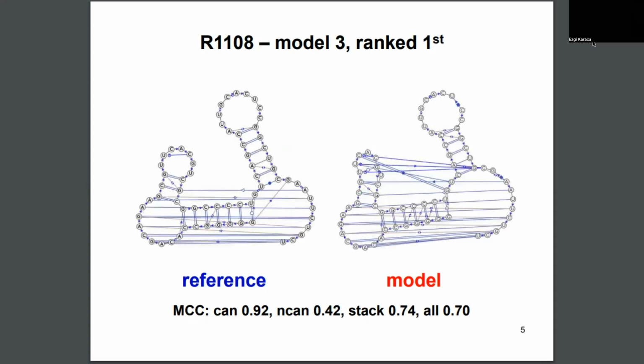The MCC for canonical interactions is 0.22, but for non-canonical interactions, the MCC is only 0.42. For stacking it is 0.7, all is 0.7. So it's not great. It should be better.